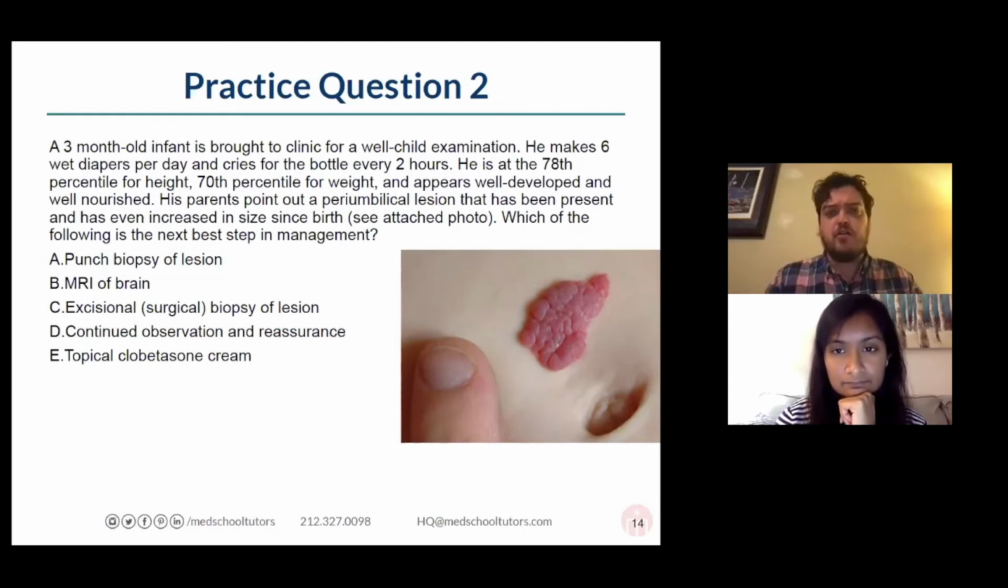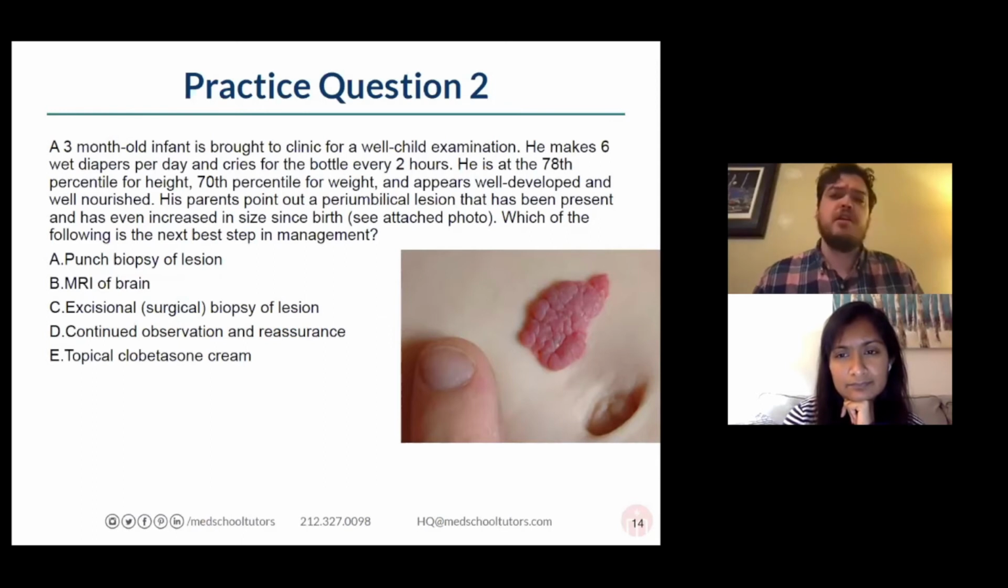I'm going to go back to our algorithm and I'm going to start at the top. Do I think that this well-appearing child who is growing appropriately, is putting on weight appropriately, is making an adequate amount of urine each day, and is eating about every 2 hours, which is appropriate for somebody this age? Does all that seem normal to me? Absolutely. So now I'm thinking, is this person in acute life-threatening distress? Is this 3-month-old infant in life-threatening distress? I'll probably say no, right?